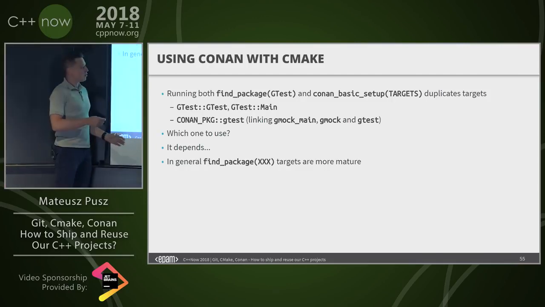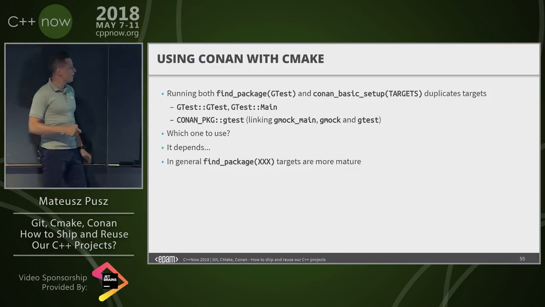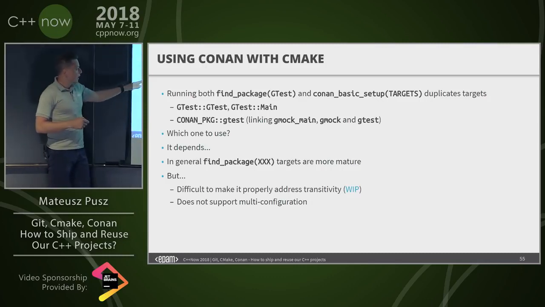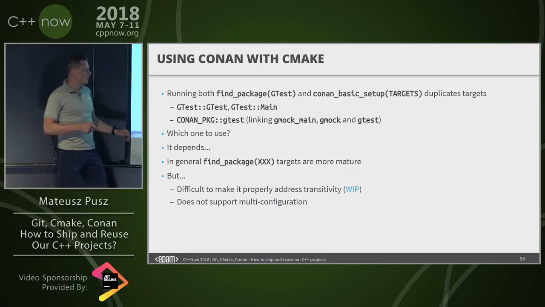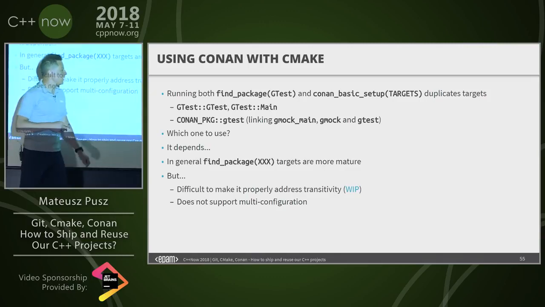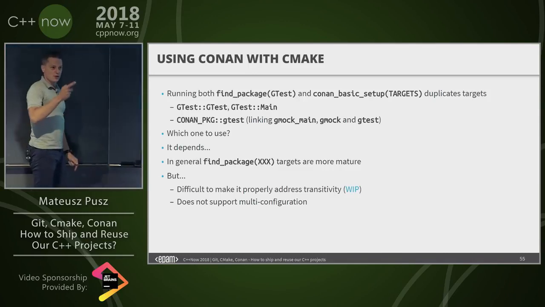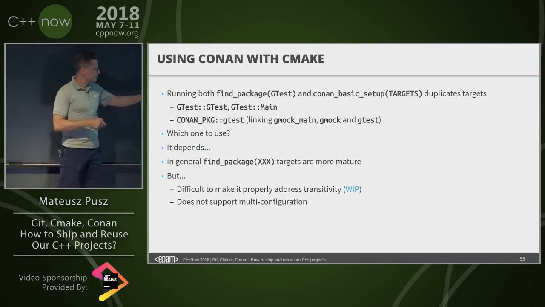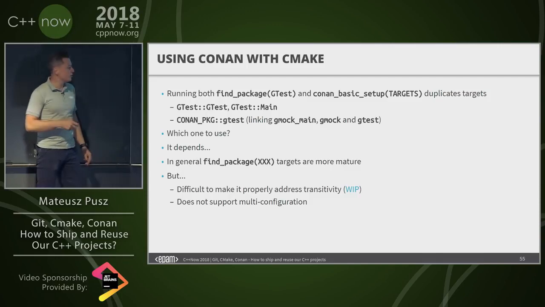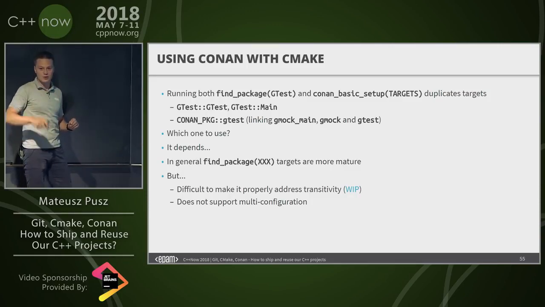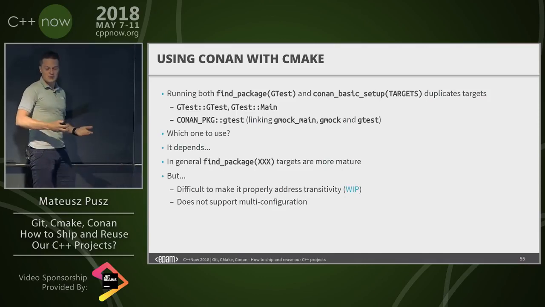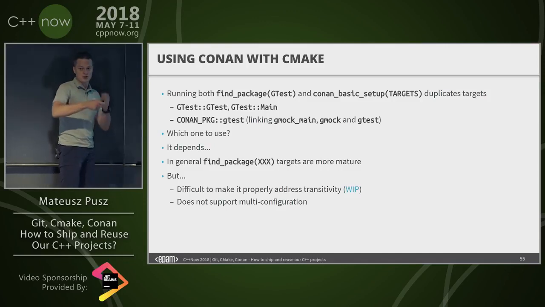In general, find package is more mature because it has been on the market for many years now, but it also has some issues sometimes. Find package is really hard to use for addressing transitivity, but there is work in progress. I may provide you the link for this. I saw Louis was active there in this thread, but maybe we'll discuss this later on if needed. And it does not support multi-configuration. So if you're using find package, you cannot easily switch in Visual Studio from release to debug. Either Visual Studio working in CMake mode will create 2 separate directories, or you generate a specific solution file for a specific configuration. You cannot easily switch from debug to release.